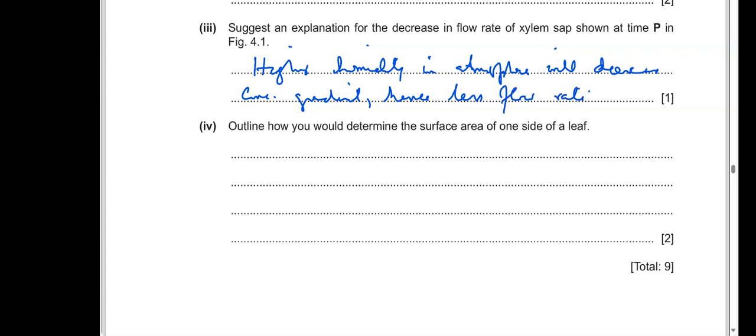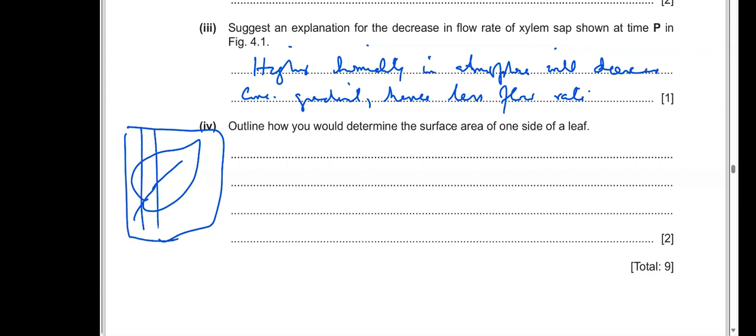Outline how you would determine the surface area of one side of a leaf. So if we have a leaf, how can we determine the surface area on one side? So we put a squared paper on it. This squared paper has small squares, so we can count the number of squares that cover the leaf surface. We'll count those which are filled more than half by the leaf, and we will exclude those which are covered by less than half by the leaf. Then the total surface area we can divide by 2. That will give us the leaf surface area of one side.